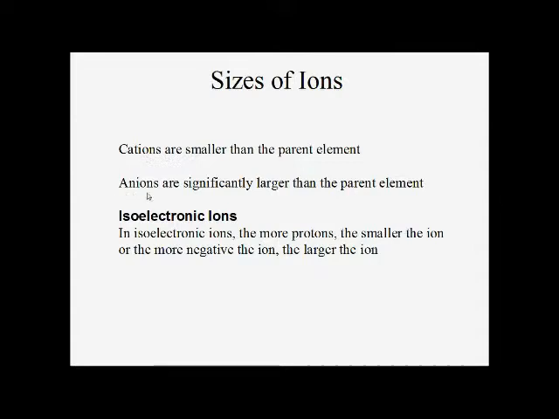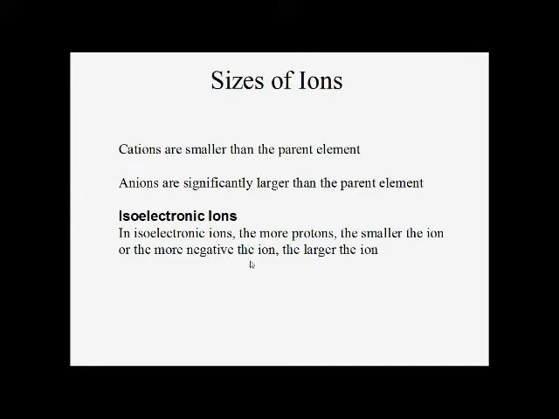Whereas for anions, we are adding electrons. Now each electron has a smaller share of the nuclear charge that's attracting them in. So the anion swells in size. So anions are larger than the neutral atoms. And I've mentioned isoelectronic. This is when we have the same number of electrons.